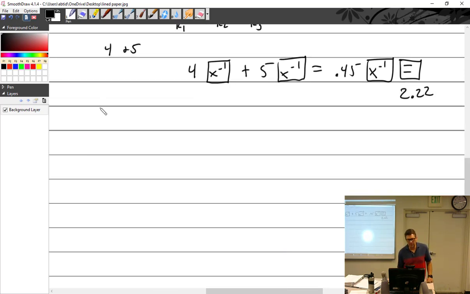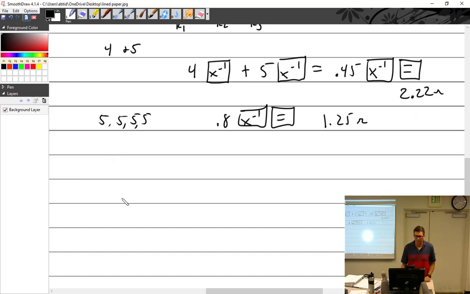Or what did we have a little bit ago? We had a 5, a 5, a 5, and a 5. All the same. 5 x minus 1 plus 5 x minus 1 plus 5 x minus 1 plus 5 x minus 1 equals 0.8. We're going to hit the x minus 1 key again, the equals key, and you get 1.25 ohms, which matches what we did before. I think that was the only examples I gave you.